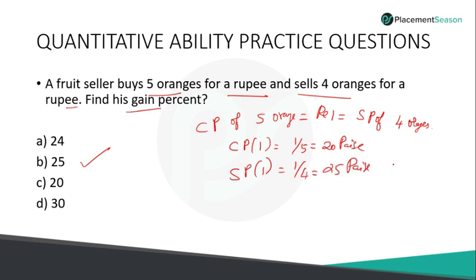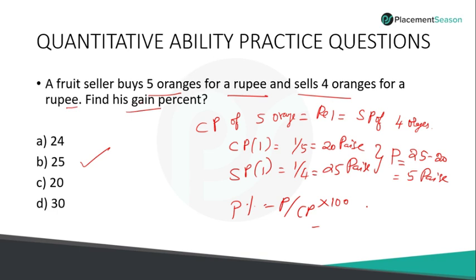So definitely from this we get to notice a profit. Profit is nothing but the difference. It is 25 minus 20, which is 5 paise. Clear? And what is the profit percentage? It is nothing but the profit with respect to cost price into 100. So I can say 25 by 20 into 100. So 1 by 4 into 100, which is 25%. I hope you are clear with this solution.